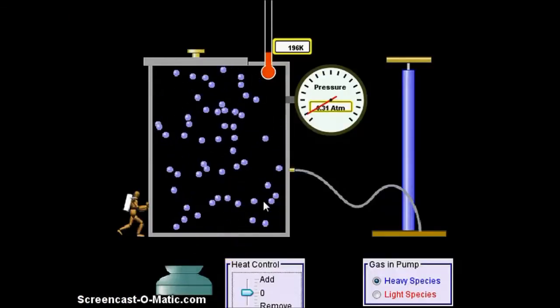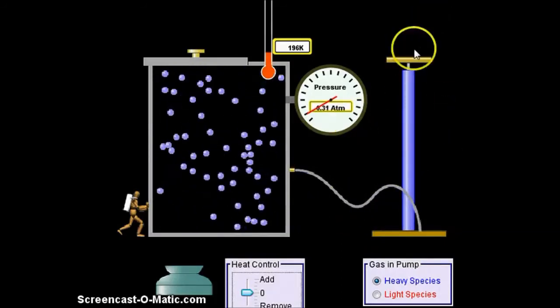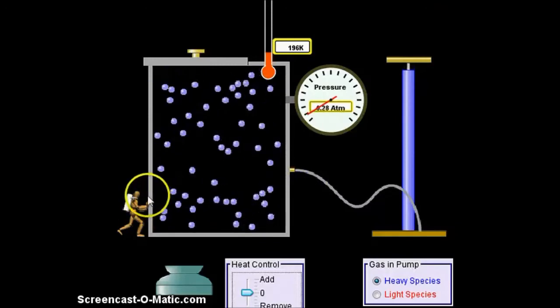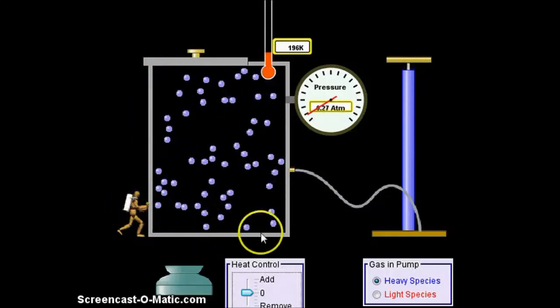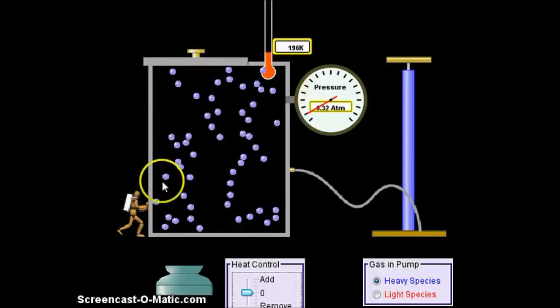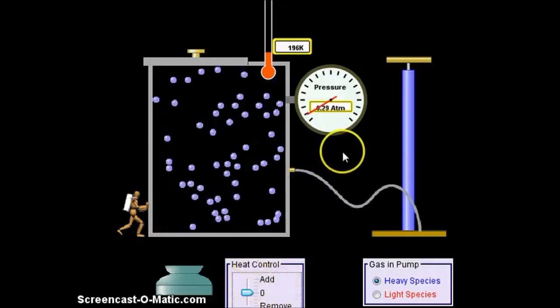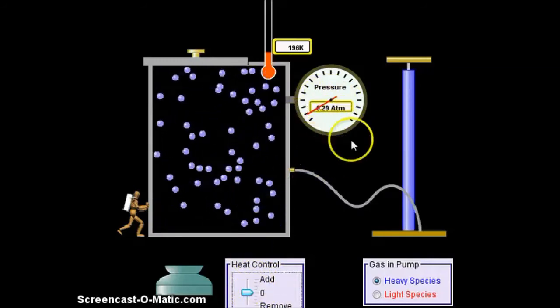All right, here's the model again. My constant variables are going to be how many moles. I'm not going to pump any more moles in here. And volume. So my volume is not going to change. I'm going to have this guy here hold this container so it doesn't move at all. And what I want to do is change the temperature and then observe what happens to the pressure.